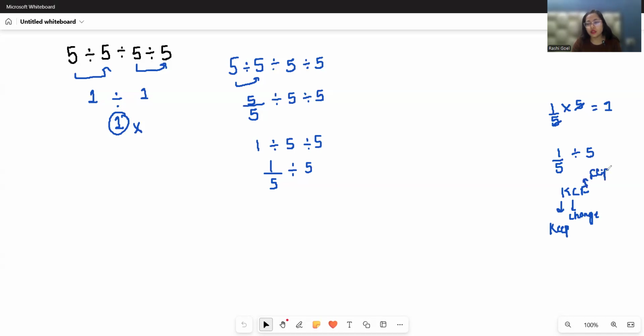So let's apply this rule. That means keep the left hand, change the symbol from division to multiplication and flip the right hand. Right hand is actually 5 by 1 and when we flip it, it's 1 by 5. So it becomes 1 by 25. So what is the correct answer? 1 by 25, not 1.